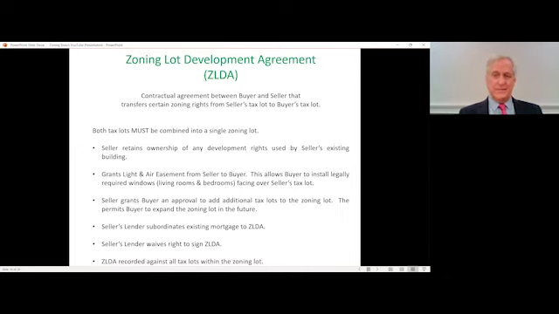The seller can never tear down their 1-story building and build a small 4-story building. They can never go higher than their 1 story. And that adds to the price. When you buy development rights, you pay for them. And if you buy a light and air easement, you pay a little extra. And then the seller grants the buyer an approval to add additional tax lots, because that's important, because maybe the developer is going to add 5 or 6 tax lots into the zoning lot.